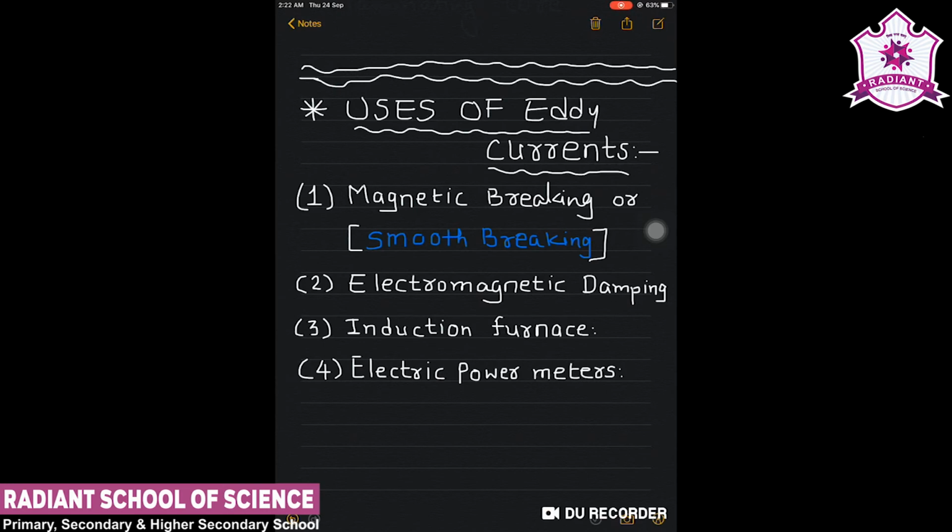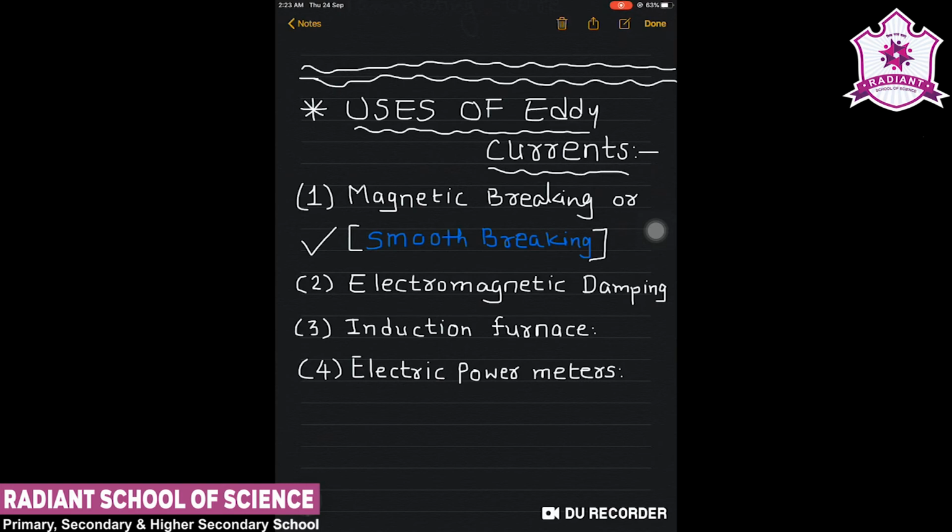Now when the electromagnets are activated, the eddy currents induced in the rail oppose the motion of the train, and therefore the moving train comes to rest. As there is no mechanical linkage, there is no friction or jerk experienced, the braking effect remains smooth, and therefore it is called smooth braking. The second use is electromagnetic damping.